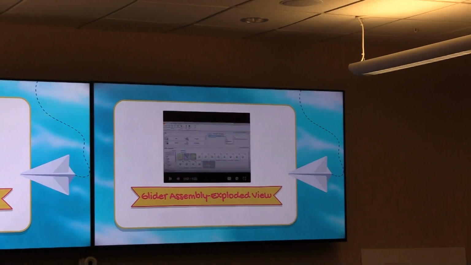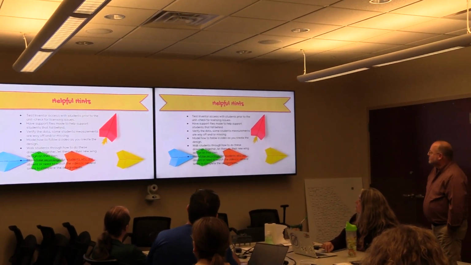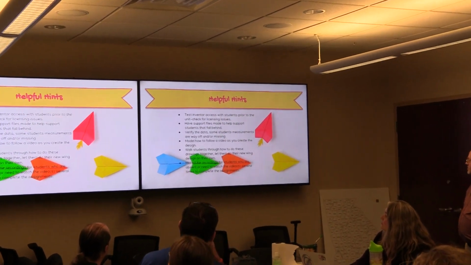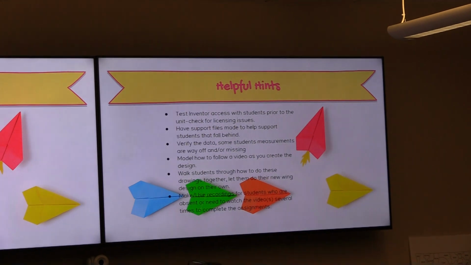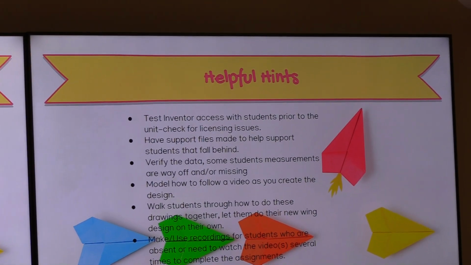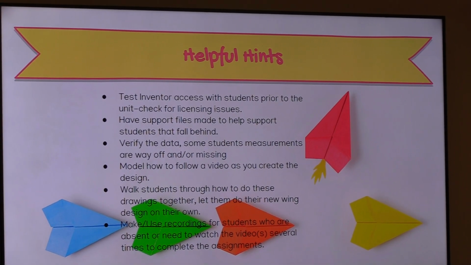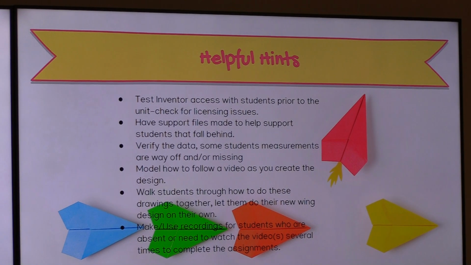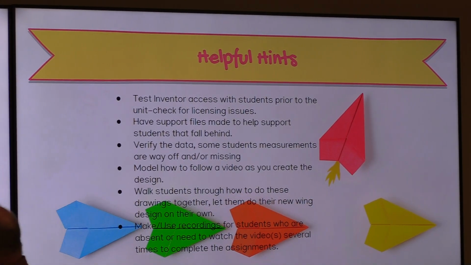So that takes me back to your question, Tommy. So these are some of my helpful hints that I tried to write down just in working with Inventor and working with the students. So test Inventor access with the students prior to the unit. Check for your licensing issues. That's just a Gwinnett County thing. So make sure they can get in, make sure you have access. I would even try and have them try to save something because there were some issues with that.